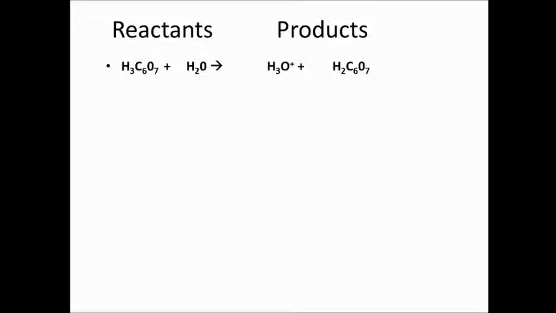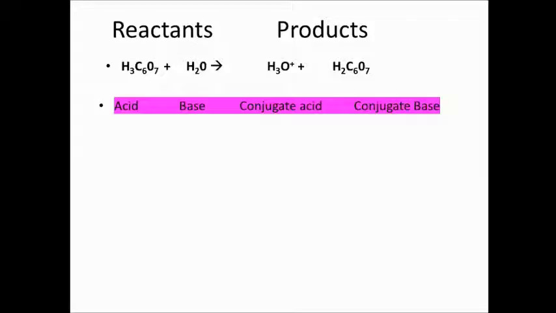Now, we want to identify which are our acids and which are our bases. What is our conjugate acid? What is our conjugate base? As you can see, I highlighted in this pretty lavender color what the acids, the bases, the conjugate acid, and conjugate base are. Now, I am simply and easily going to help you understand how to know which one is the acid versus base and conjugate acid versus base.